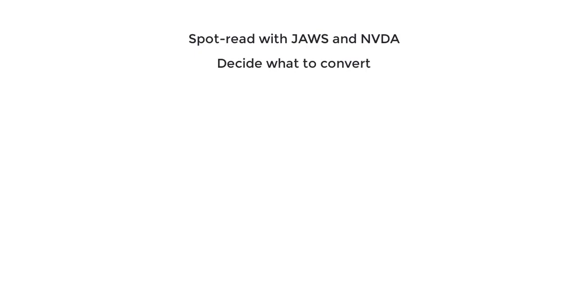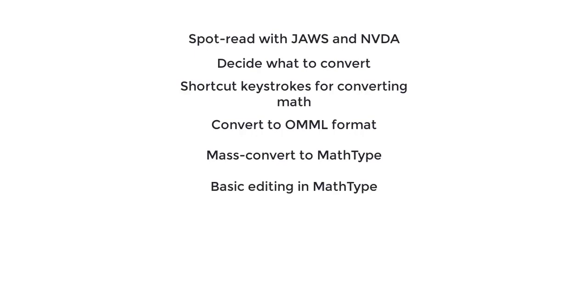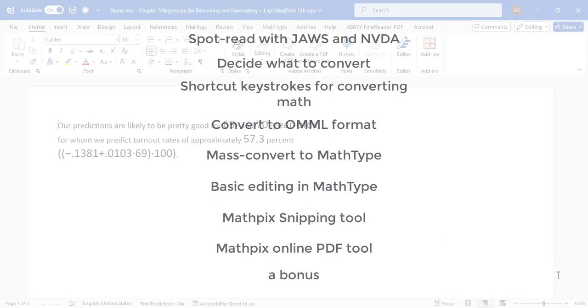Skills you'll learn in this video: how to spot read with JAWS and NVDA, how to decide what elements of a document to convert to a MathType object, shortcut keystrokes associated with converting mathematics in Word, how to convert a section of basic text to office equations, or OMML format, and then mass convert to MathType, basic editing in MathType, how to use the Mathpix snipping tool, how to use the Mathpix online PDF tool, and a bonus.